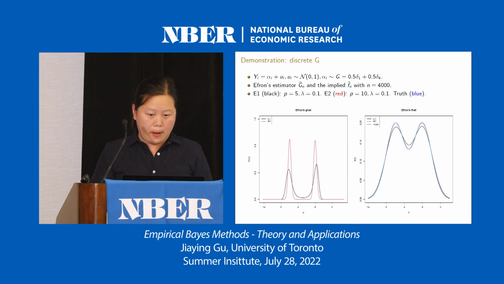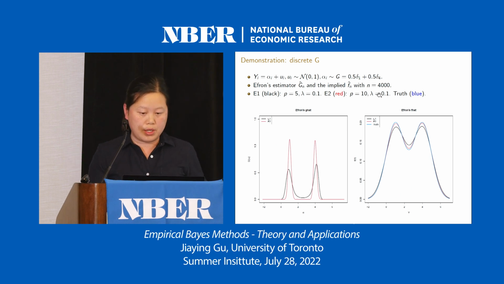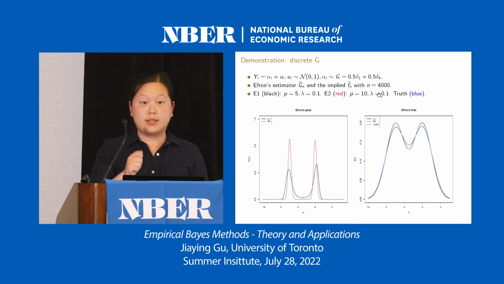So here, I'm picking two types of tuning. P equals 5 or 10 corresponds to different levels of degrees of freedom, and lambda is fixed at the same quantity. And we can see that the red one is really trying to mimic this two mass point context, and on the right-hand side, you can see the corresponding implied density.